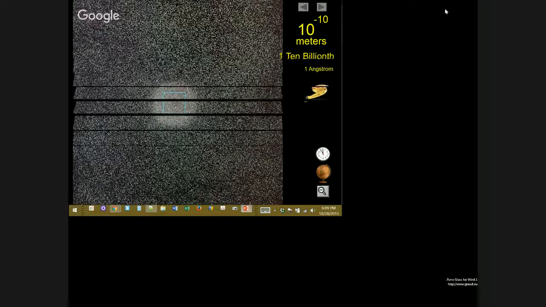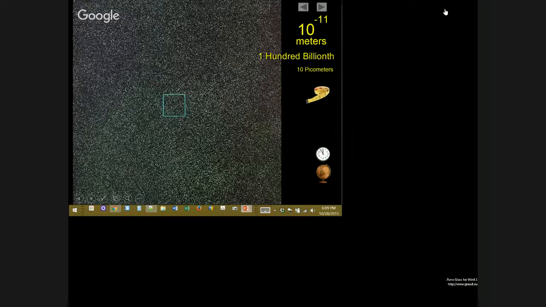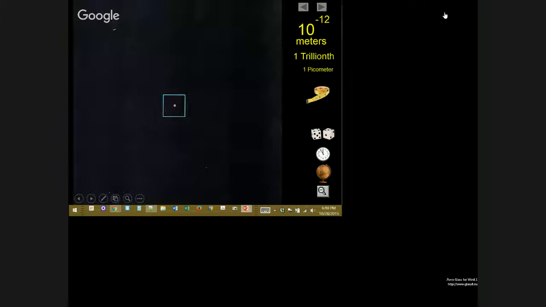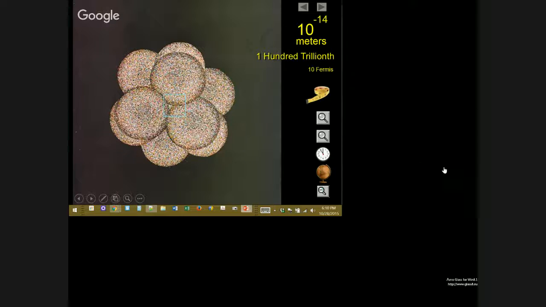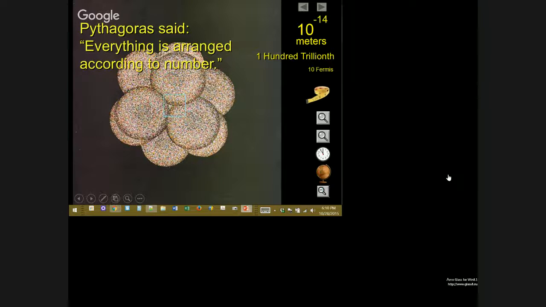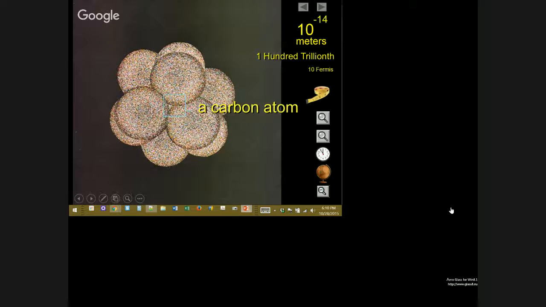11 steps in, 12, and something has started to appear in the center here now. 13 steps in. Now let's get it a little bigger. We go in 14 steps. That's not the one I wanted yet. I want to do this one. That is a carbon atom. And the reason I know there's a carbon atom in this picture is because anything living has carbon. So when we went into that hand, here you're looking at a carbon atom.